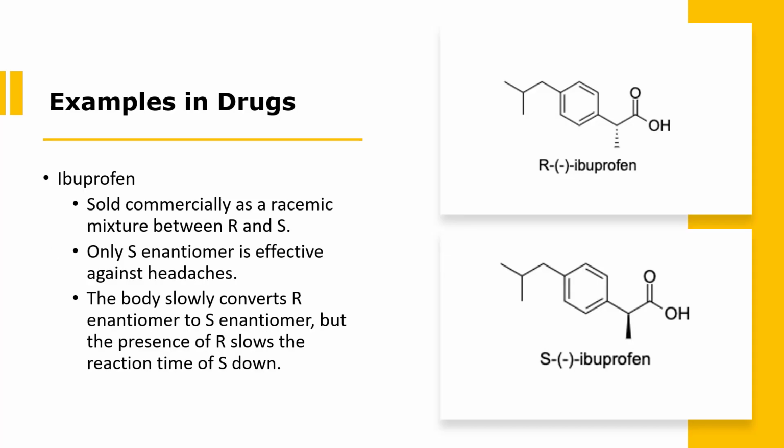One example of a chiral drug is ibuprofen. Ibuprofen is usually sold as a racemic mixture, but only the S enantiomer is effective at relieving headaches. The body can convert the R enantiomer into the S, but this actually slows down the reaction time.